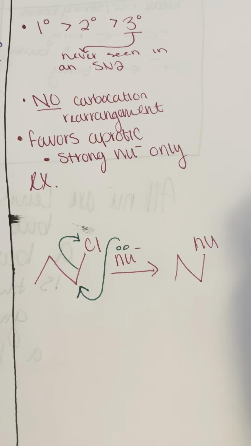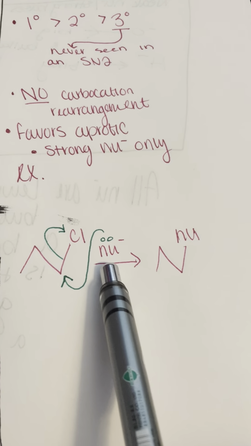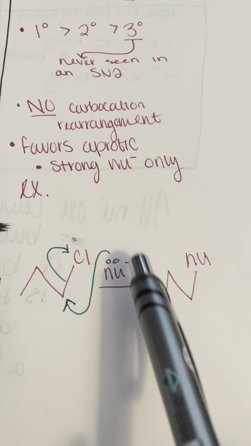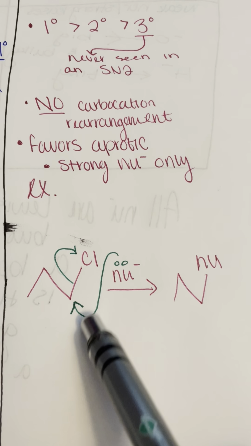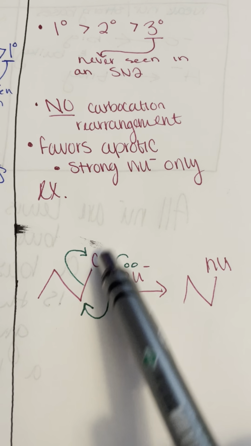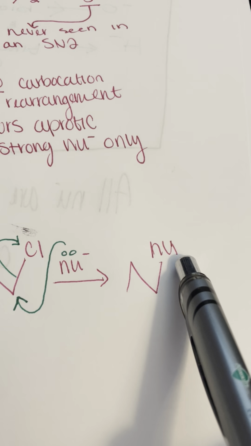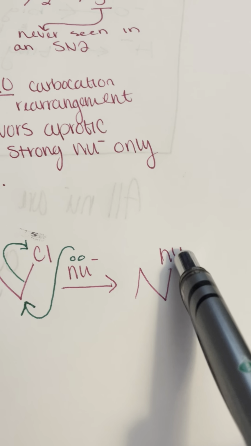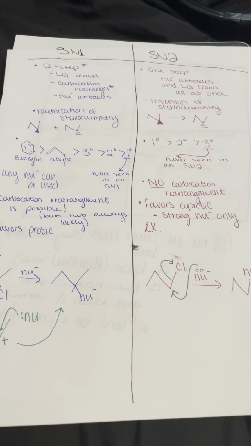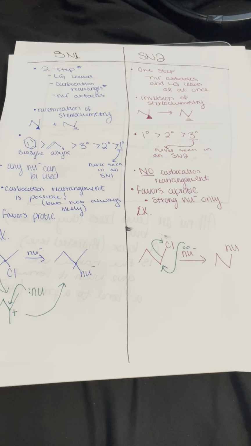Here's an example of an SN2 where it's just one step. You have this molecule with the nucleophile. The electrons from the nucleophile go to the carbon, and attached to the carbon is the chloride, which kicks out the chloride, and you have the molecule attached to the nucleophile. And that is basically it so far. We will move on to the next portion.